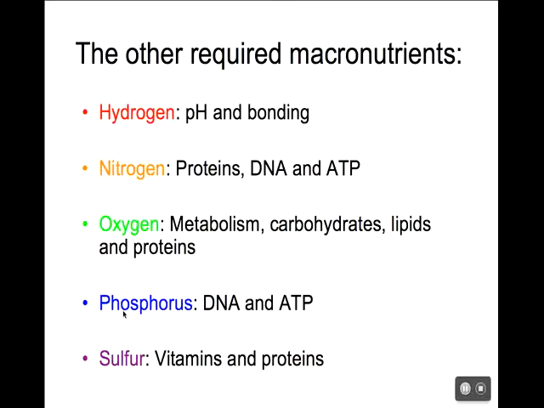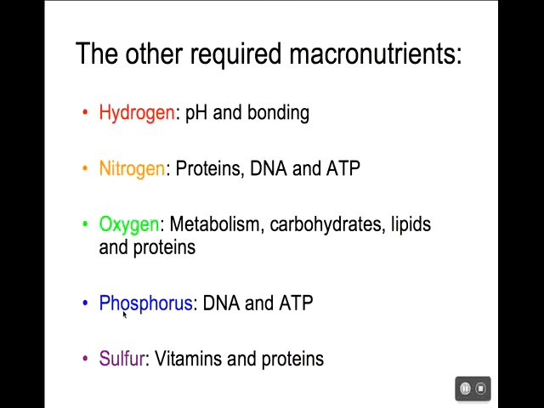Nitrogen is a component we find in proteins and DNA and ATP, all vital macromolecules inside of the cell. So of course nitrogen is essential. Oxygen is used in metabolism. Many microbes do a similar form of metabolism to what we do, so they require oxygen as well. Oxygen is also part of the structure of carbohydrates and lipids and proteins, so it's got to be there to form these macromolecules. Phosphorus is also part of the structure of both DNA and ATP, again necessary for those macromolecules to exist inside of the cell.